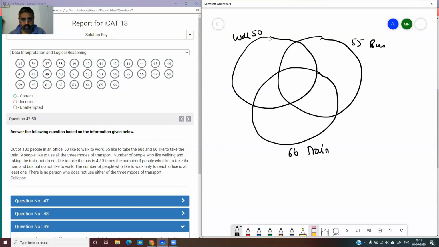So when you're given all these things, then it will be much better to use that A plus B plus C method, because the number of variables are coming down, isn't it? Once this is given, it becomes far easier, because you can directly start with A plus B plus C is equal to. And what is given? There is no person who does not use either of the 3 modes of transport.